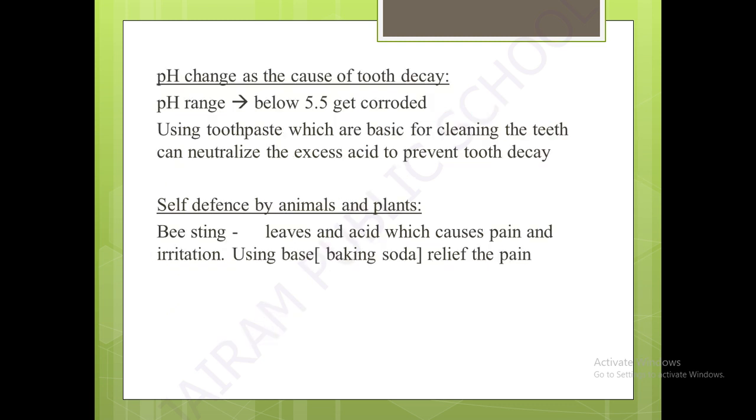And next, how pH change is the cause of tooth decay. Usually if you eat chocolates or sweets more, your tooth will automatically start to corrode, that is, the tooth will start to decay. If the pH value is below 5.5, it will start to get corroded. So in order to avoid corrosion of the tooth, we have to use a toothpaste which contains a basic material for cleaning the teeth, which also prevents tooth decay.